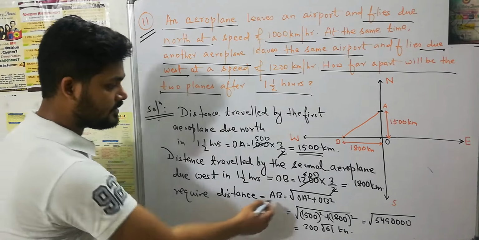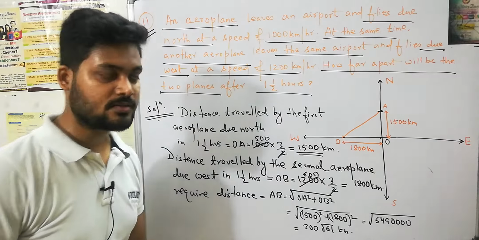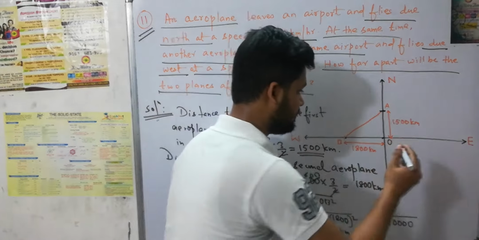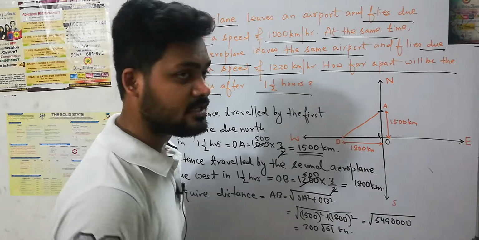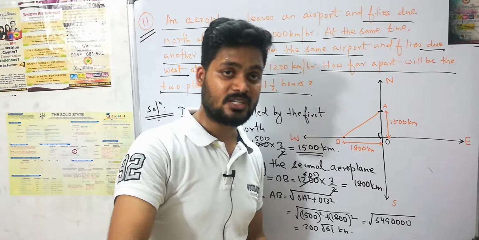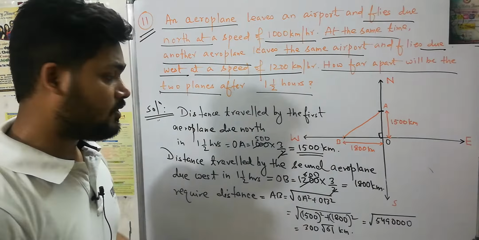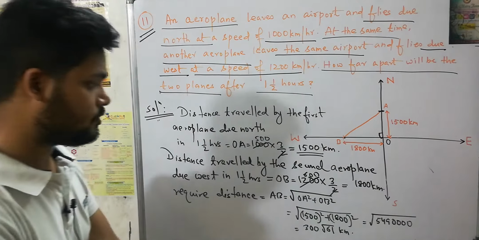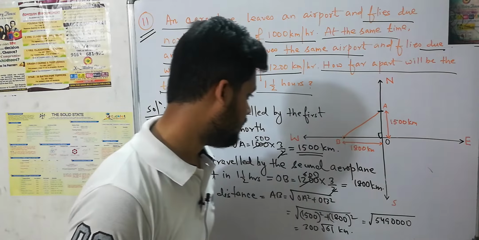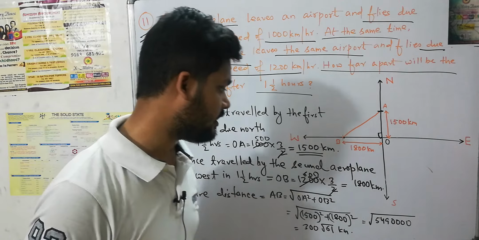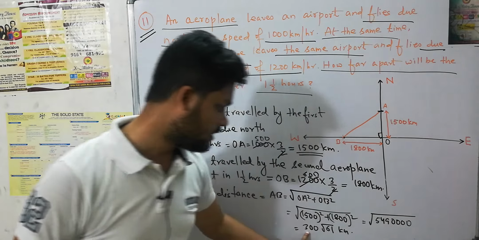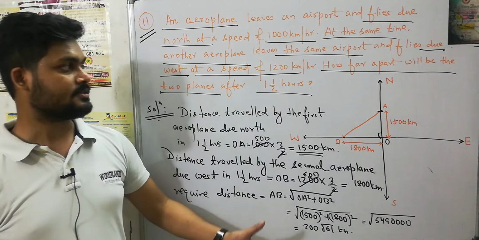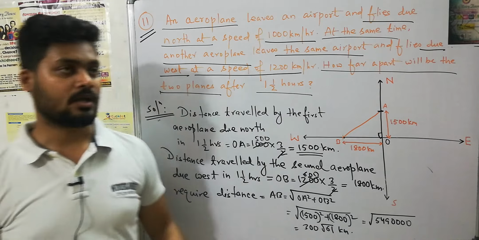We know the formula of Pythagoras theorem. Triangle OAB is a right angle triangle, here is the 90 degrees, and AB is representing the hypotenuse. The hypotenuse is equal to the root of perpendicular square plus base square. OA we have already calculated, 1500 square plus 1800 square. After simplification, what did I get? 300 root 61 km. This is the required distance, the distance between the two aeroplanes after 1.5 hours.